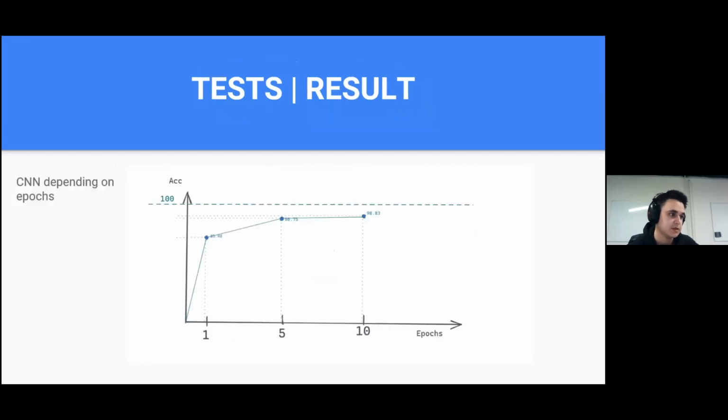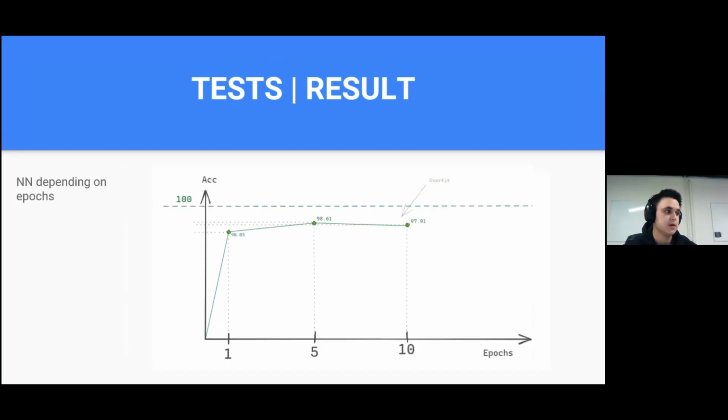On this slide, you can see how CNN works depending on the count of epochs. As you can notice, 10 epochs is the optimal value for this algorithm. Here is the same for NN, but at 10 epochs it overfits, so 5 epochs is the optimal value for NN.